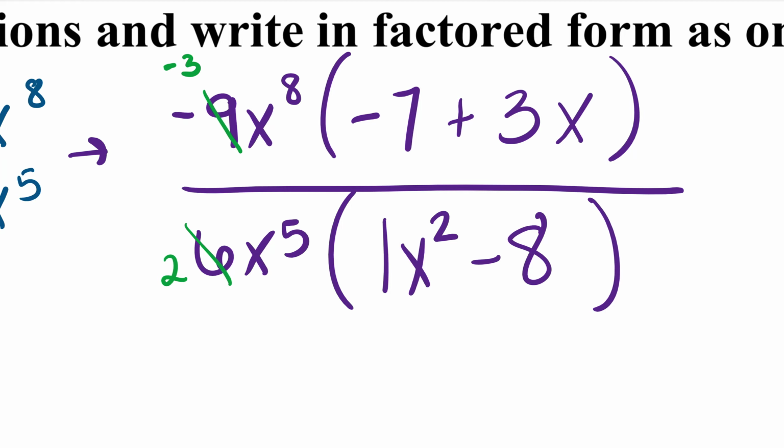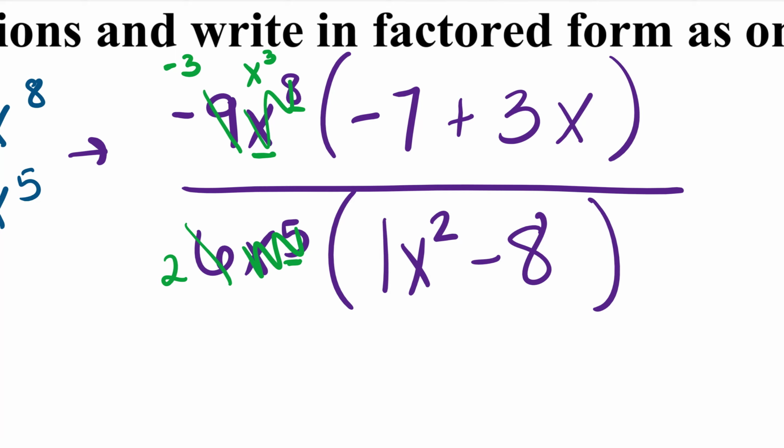Alright, and then the x's. I know I've taught this in different ways. The way that I always like to talk about this though is if I have an x on the top and an x on the bottom like this, the bigger one always wins, or it always stays. So the bigger one is the top one, and I would subtract 8 minus 5 gives me 3. So that means I would have x cubed on top, and I would have no x on the bottom.